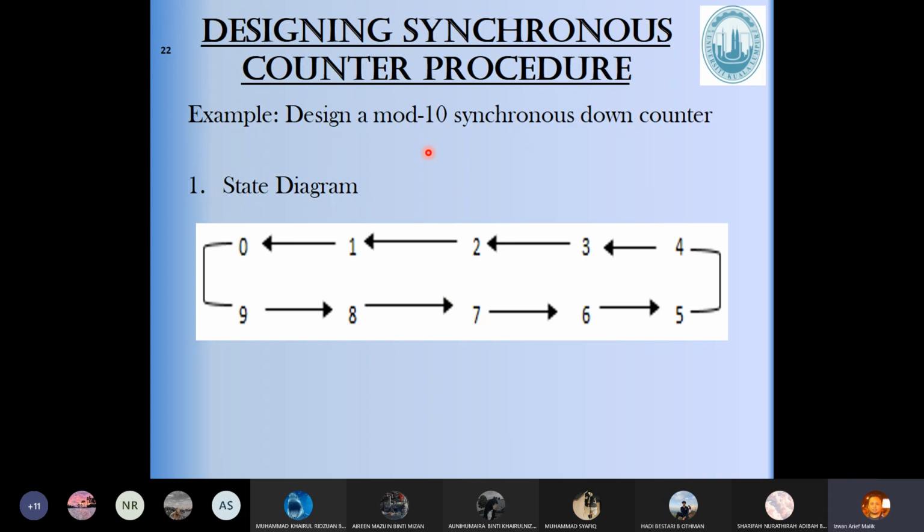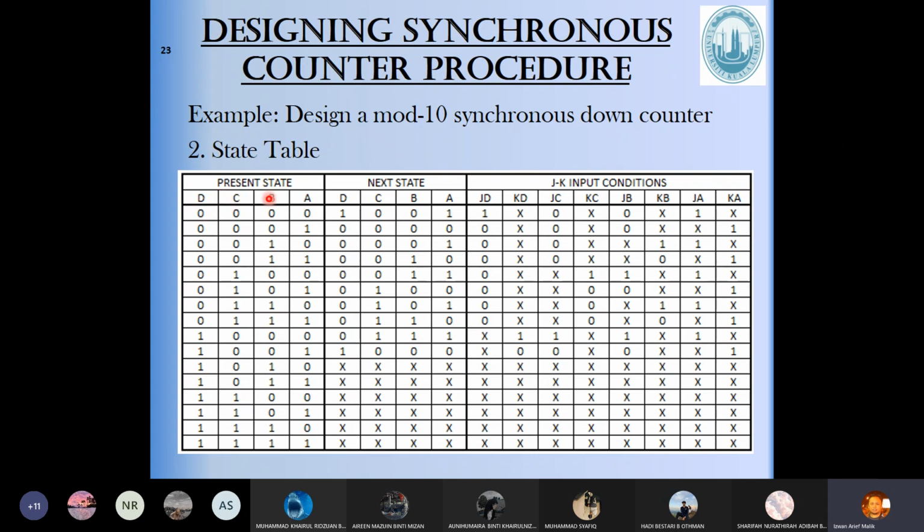So we will use 4 flip-flops. So I'll name them as DCBA. So that's why in my table I have DCBA. Next state is D plus, C plus, B plus, A plus. Okay. So here I didn't write plus, but you just add them by yourself. Alright. So D will be the MSB, A will become the LSB.